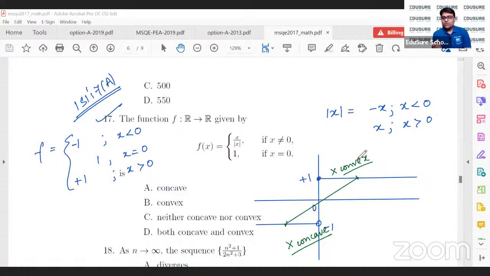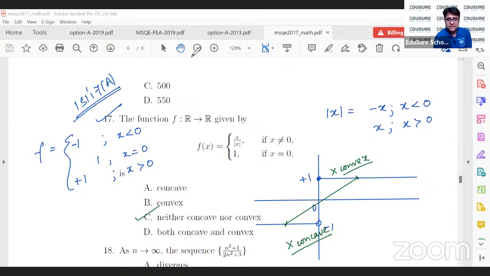Right? You can't say it is partly convex, sir, in some part it is convex. Then it is not convex. Convex and concave are binary concepts. Either it holds in the entire domain or it is not convex at all. Being concave or convex in only one part means it is not convex and it is not concave. So here the answer is neither concave nor convex.